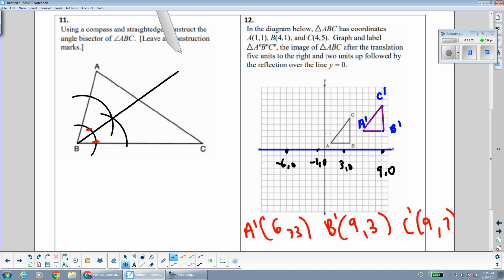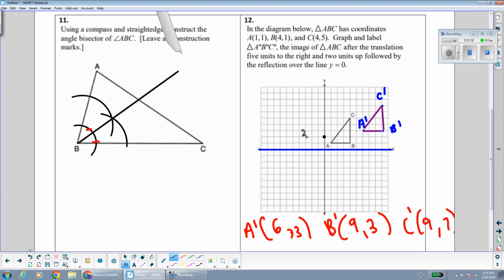On the y-axis, all of the x coordinates are 0. The y coordinates change on the y-axis, but the x coordinates are 0. So be careful. The line y equals 0 is not the same thing as the y-axis. The axis where all of the y coordinates are 0 is the x-axis. And you can always just take a couple of points and test them out. If you thought the y-axis was it, test a couple of points.